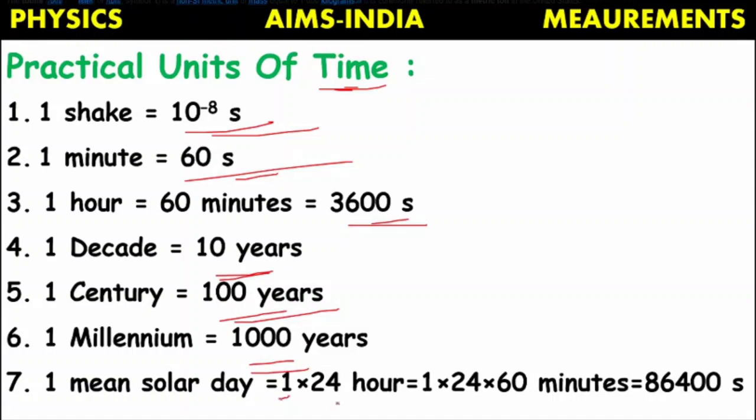1 day is going to have 24 hours and each hour is going to have 60 minutes and each minute is going to have 60 seconds. If you multiply 24 with 60 and again with 60, we will get the total value of 86,400 seconds. These are the practical units of time. They are not the SI units, but in normal usage or daily usage, we will make use of these units.